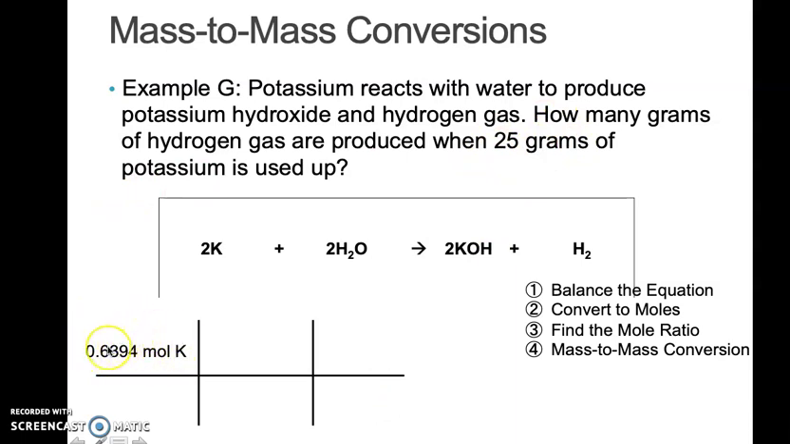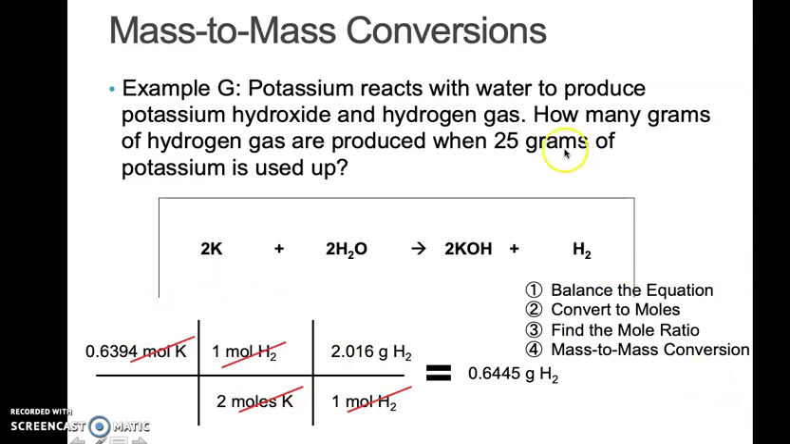We want to use our mole ratio. So moles potassium is going to go on the bottom. We're looking for hydrogen, so hydrogen is going to go up top. We don't want moles of hydrogen, we want grams of hydrogen. So we cross that off. Our moles of hydrogen is going to go on the bottom, so moles of hydrogen will cross off. And how many grams is in 1 mole of hydrogen? Well, we know it's 2.016. That crosses off. We do simple math here, and we find that 25 grams of potassium is used up and 0.6445 grams of hydrogen gas are produced. Okay, that's going from mass to mass conversions, and this is as hard as it gets.